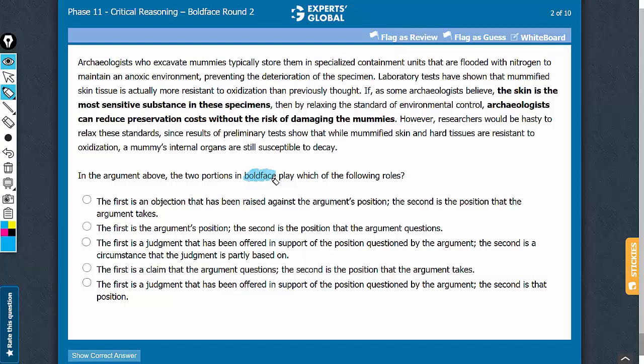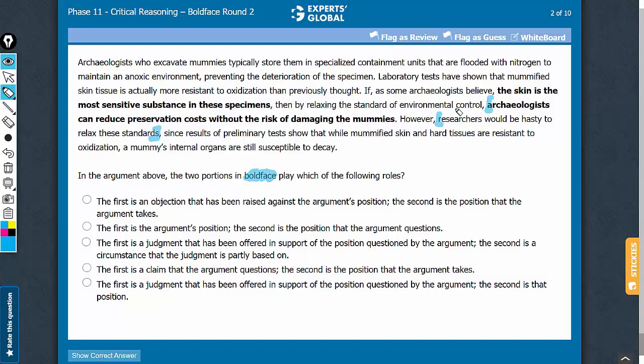This is a boldface question. Step 1 is to find out the conclusion of the argument. See, this part here is the conclusion, that it would be hasty to relax the standards. Step 2 is to link the two boldfaces with the conclusion.